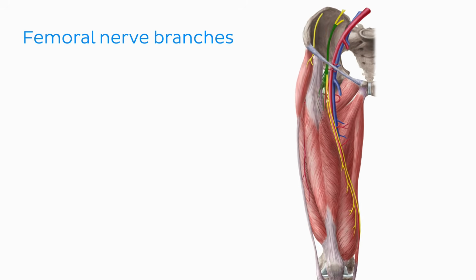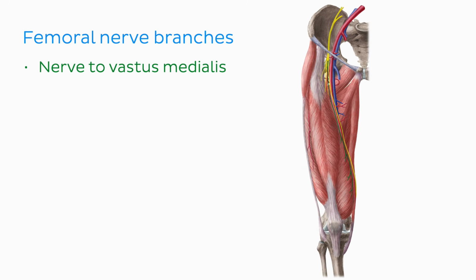The first branch is the one we can see highlighted in green just now, and this is the nerve to the vastus medialis. It travels along the vastus medialis within the adductor canal and gives off small branches to innervate that muscle along its length.